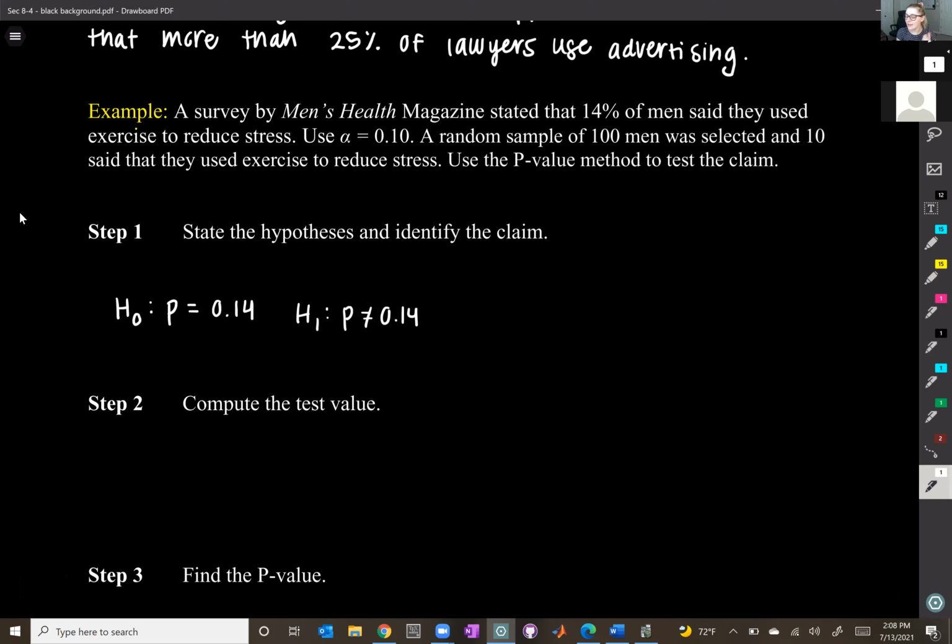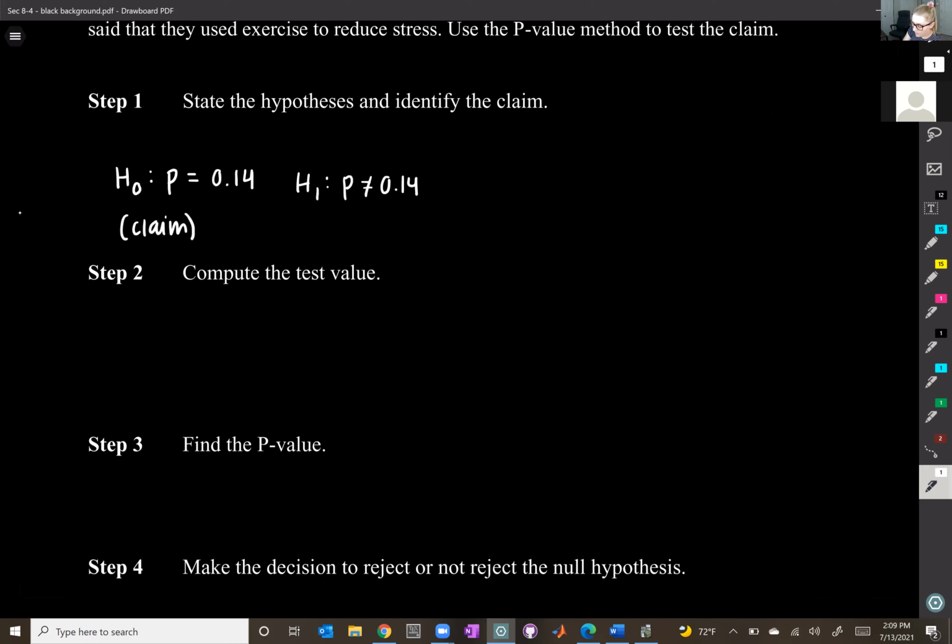And in this example, it says that the survey states that 14% of men use exercise to reduce stress. So that's the claim, because we're using this hypothesis testing to test the survey's claim. Okay. All right, so let's go ahead and compute the test value. So once again, I'll write down the formula. It's Z equals P hat minus P over the square root of PQ divided by N.